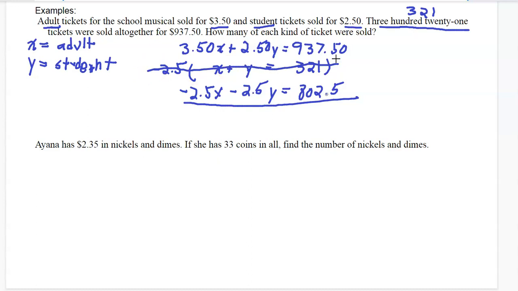Okay, using elimination, adding these right down, 3.50x minus 2.5x equals 1x. Wonderful, that makes things easier. The y's are going to cancel out, and that leaves me here with 837. Sorry, this is actually a negative. 937.5 minus 802.5 gives me 115. Okay, so that tells me I have 115 adult tickets.